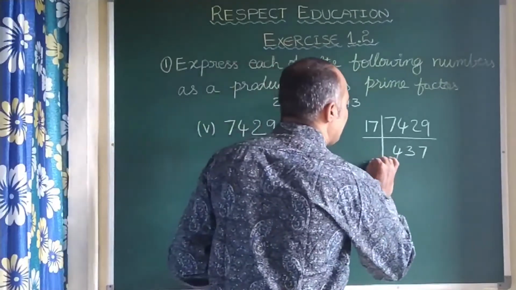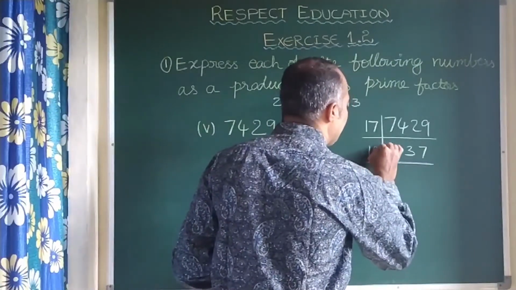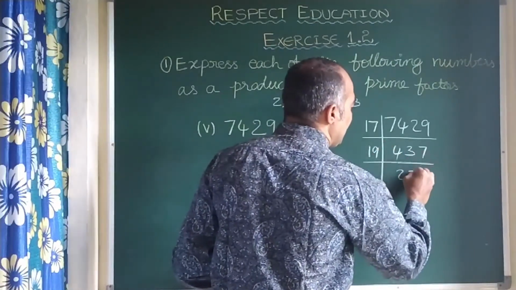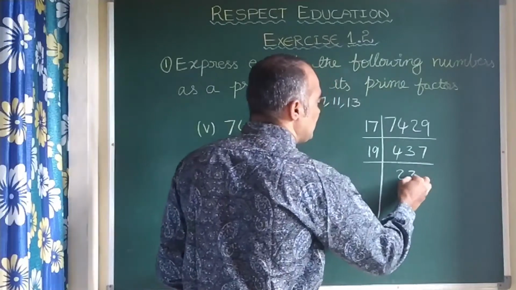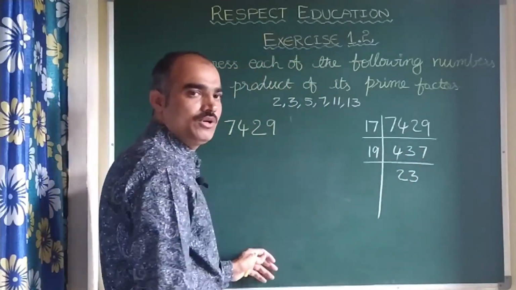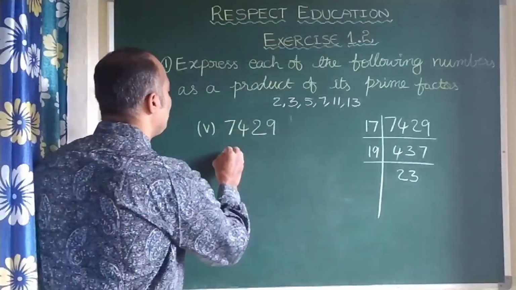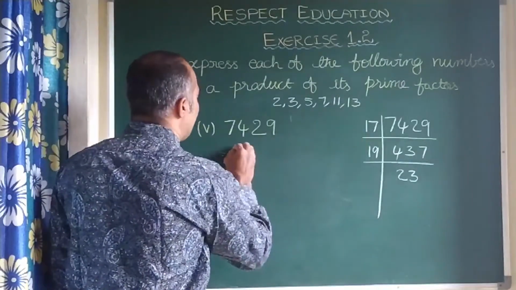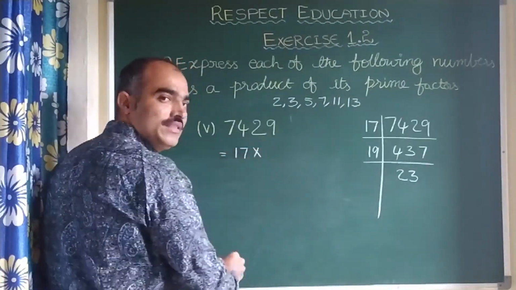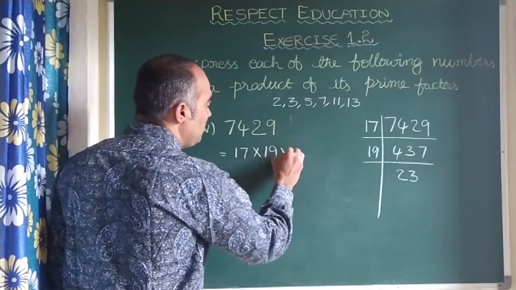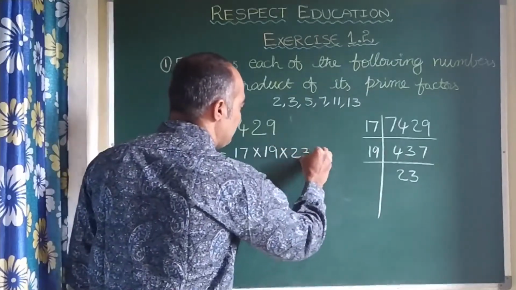So again try this one with 19. 19 2s are here, 19 3s are, right? So since 23 is a prime number, we can stop doing further. So 7429 can be written as 17 into 19 into 23.